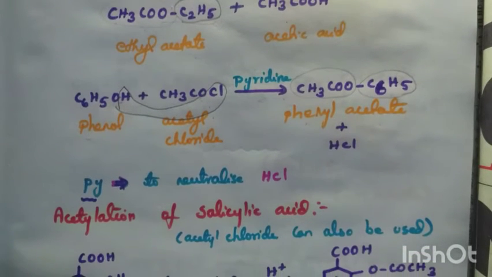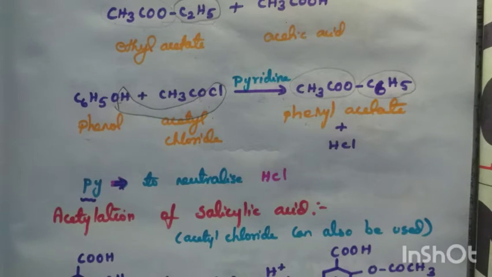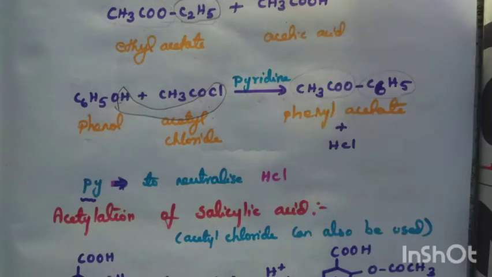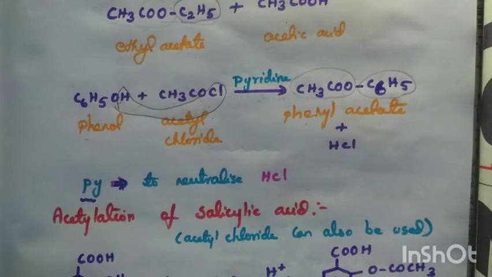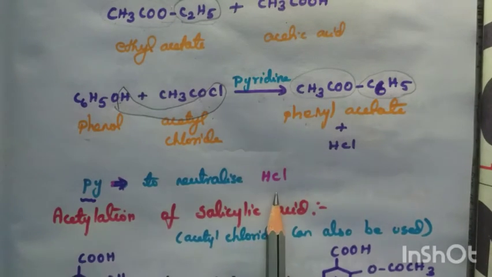Next, pyridine. Why is pyridine used here? Pyridine is used to neutralize the HCl.